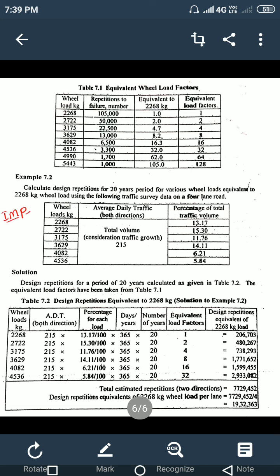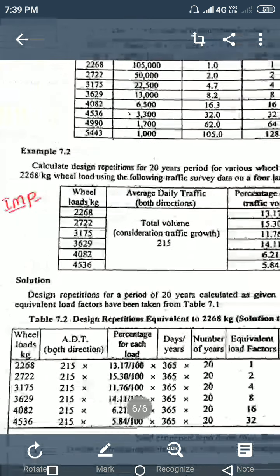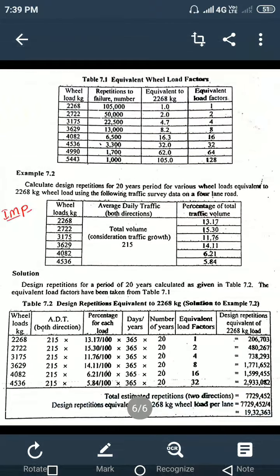They have given the equivalent wheel load as 2268 kg using the traffic survey data. They have given the particular wheel loads, the percentage of the total traffic, and the average daily traffic. It is calculated by means of tabulation, as we can observe here. So just make the tabulation as prescribed here.